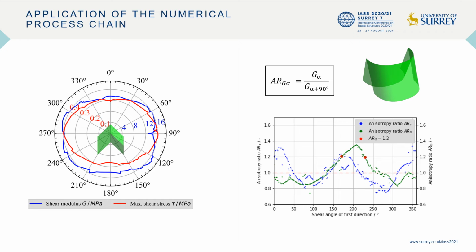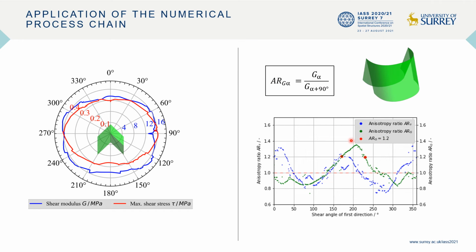So what are the applications of the new numerical process chain? On the left side, we see the characterization of a Miura-Ori cell. Therefore, a simulation in 1 degree shear loading steps was performed from 0 to 360 degrees. And in the plot, we can see in blue the shear modulus and in red the maximum shear stress. And we can now directly see in which shear loading directions the performance is better and in which direction it is not so good. So we can see here that in transversal direction, the performance is better than in longitudinal direction.